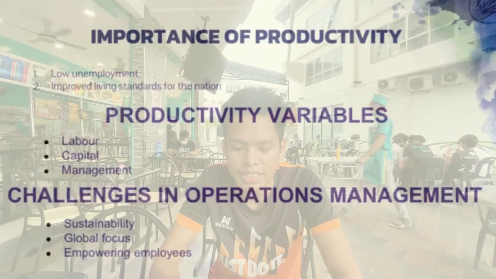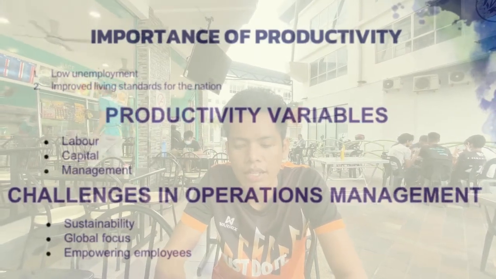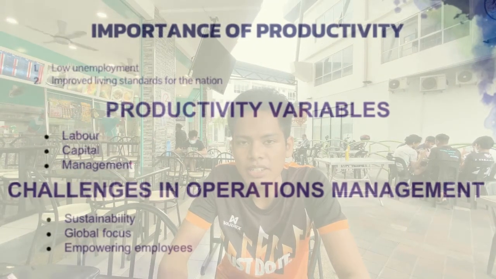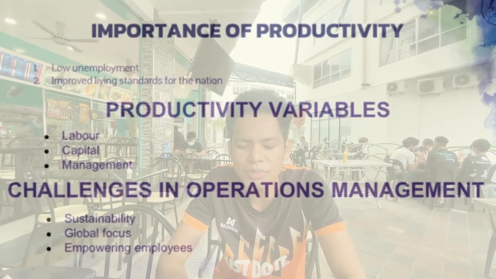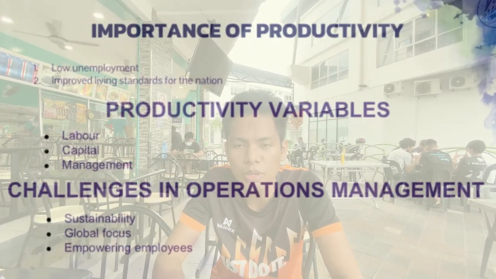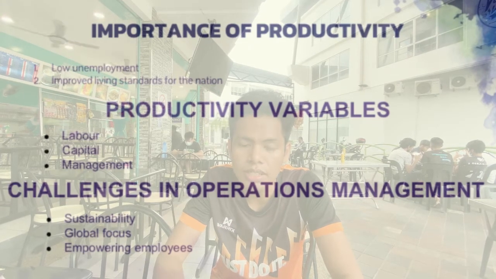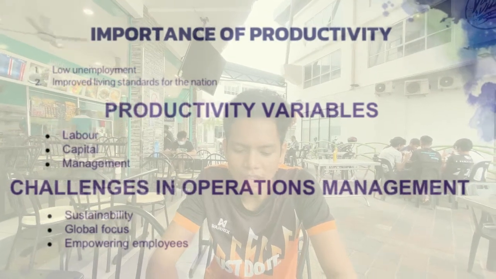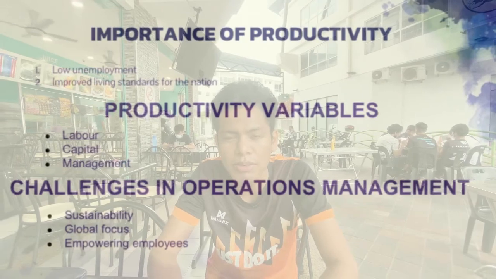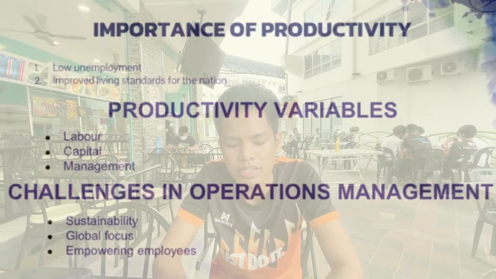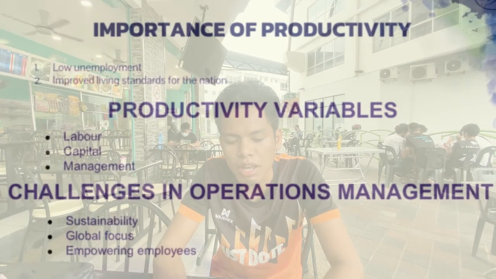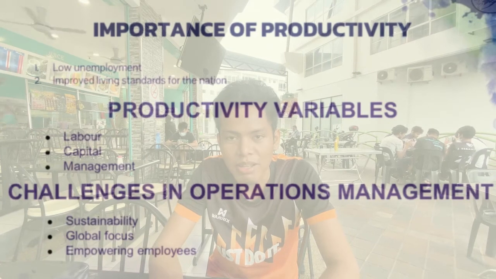Okay, next slide is importance of productivity. Number 1 is low employment. Number 2 is to improve living standards for the nation. Okay, productivity variables, we can get point one is labor, second point is capital, and third point is management. Next is challenges in operation management. We can see point one is sustainability, second point is global focus, and third is empowering employees.